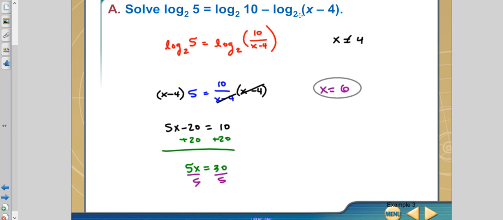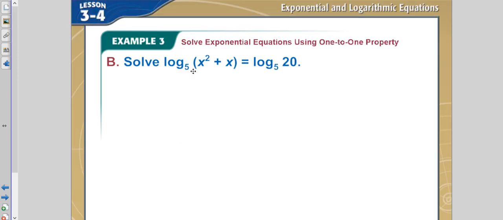Again, you could graph these. You could try solve. You could do any of those other techniques to solve, but that's how you do the algebra. All right, so here, notice we already have just one logarithm. So I'm in good shape. So I could say since this is log base 5 and this is log base 5 and everything else is isolated, I can just remove the two logs and say that x squared plus x equals 20.